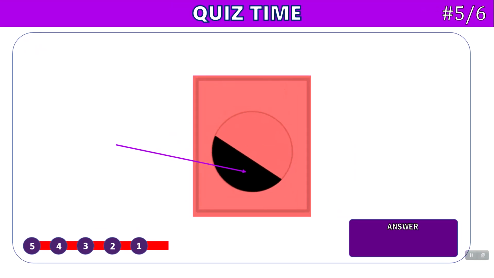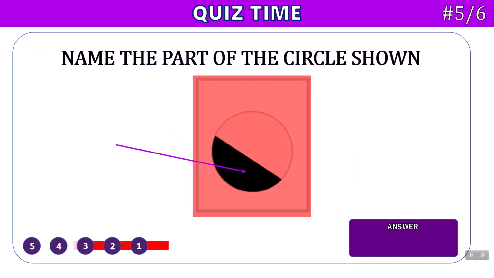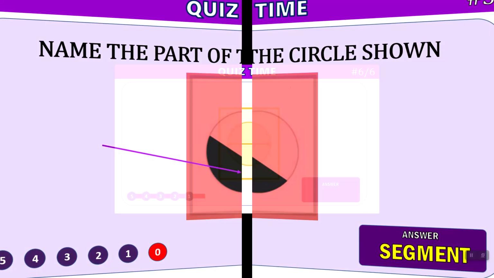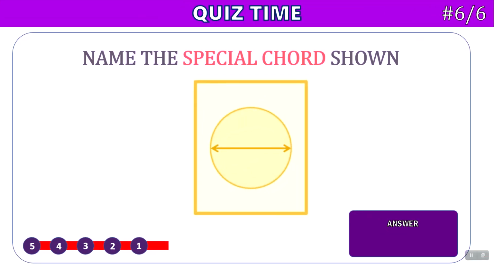Number 5. Name the part of the circle shown. Time's up. Again, this looks like it is bound by a chord and an arc, and we call this a segment. Last question. Name the special chord shown going from left to right. Time's up. The answer is the diameter. The diameter starts at the circumference, goes through the center, and ends up at the circumference on the other side.